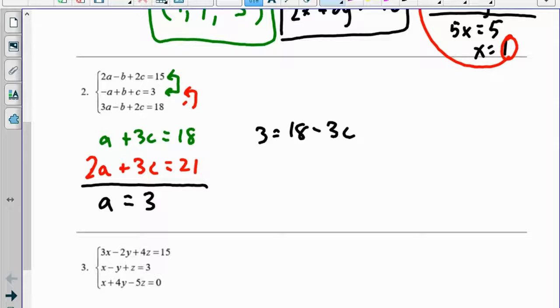So I end up with, I wrote that really weird. That probably won't help many of you. So 3 plus 3C equals 18. Subtract the 3 over and then divide by 3. I get C equals 5.